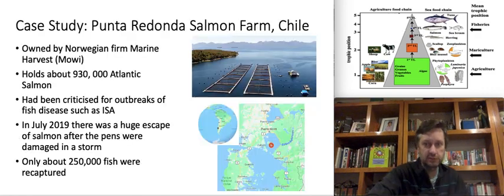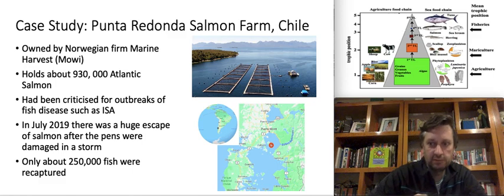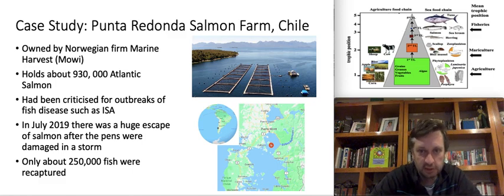Okay, and then final slide. I hope I've not gone on too long at the moment. The syllabus asks for a case study specifically about aquaculture, and I wanted to talk about this fairly specific case study. In the picture, you can see the Punta Redonda salmon farm, which is in southern Chile. You can see it on this map here. This is where it's located.